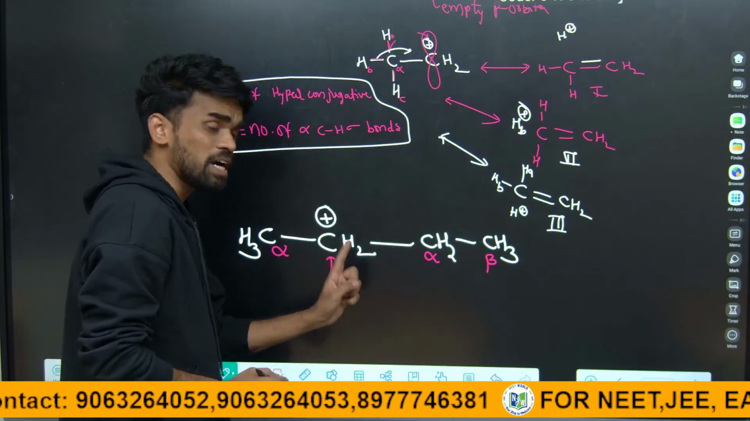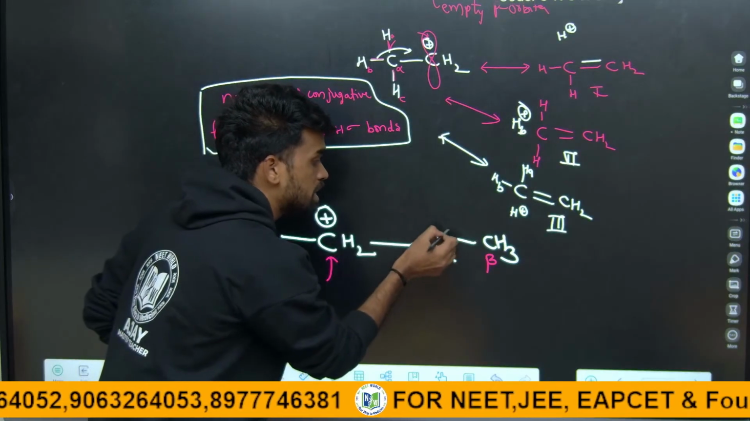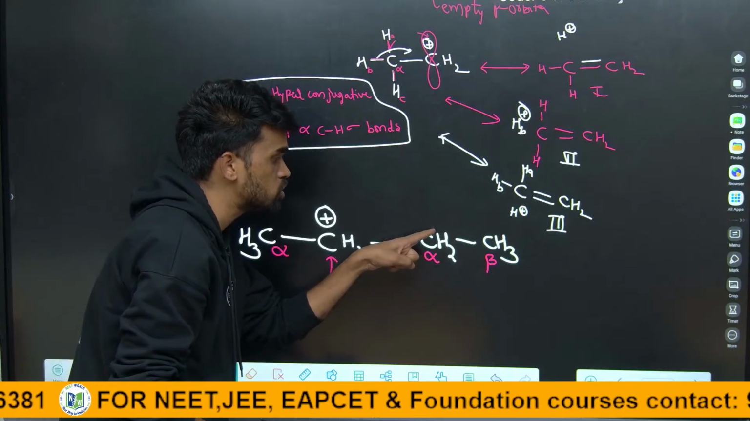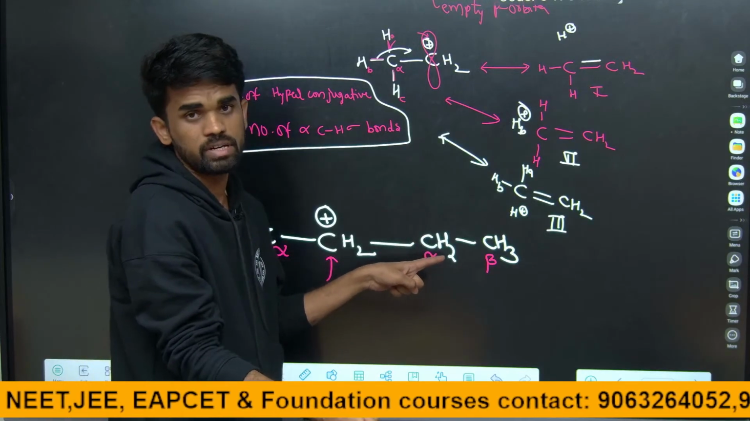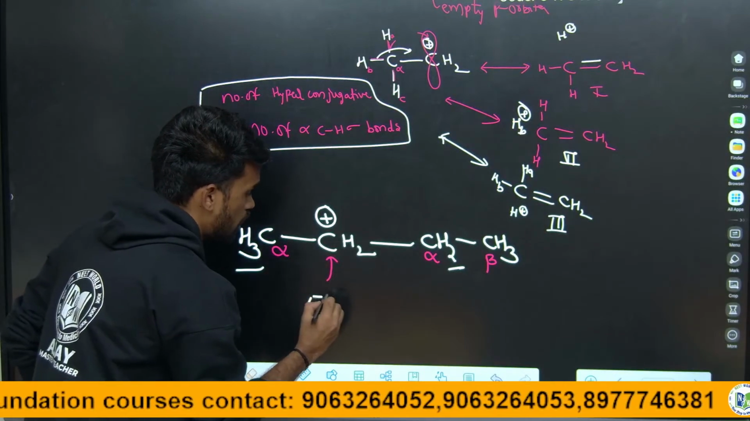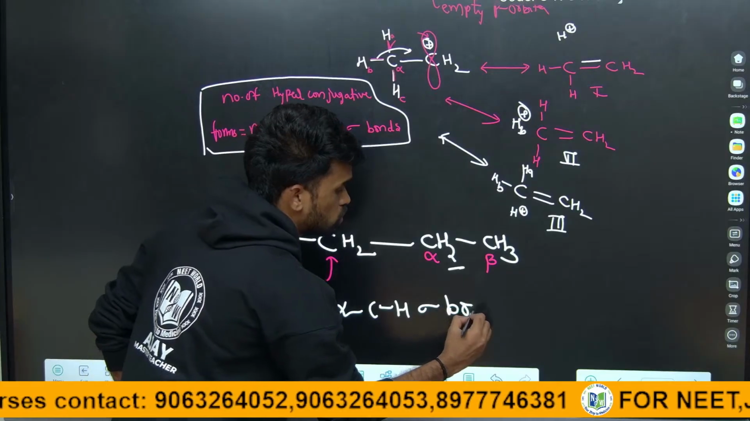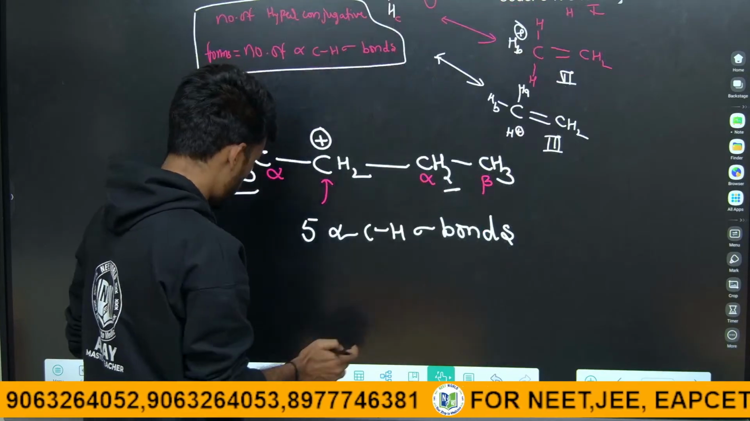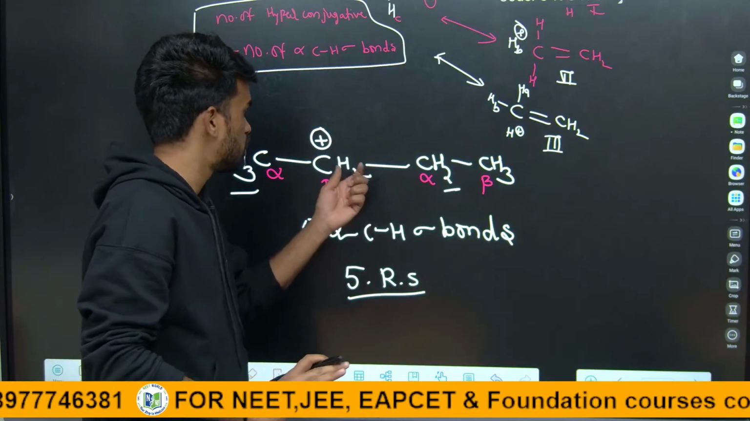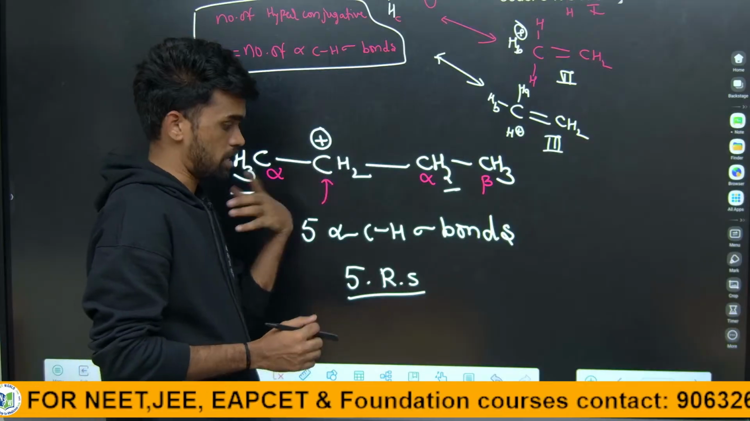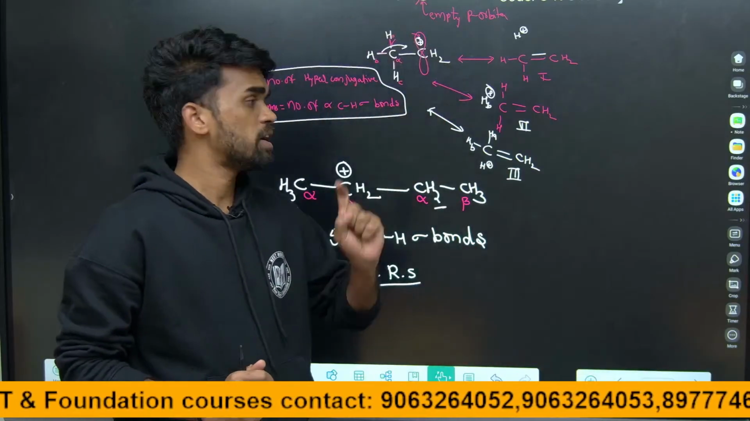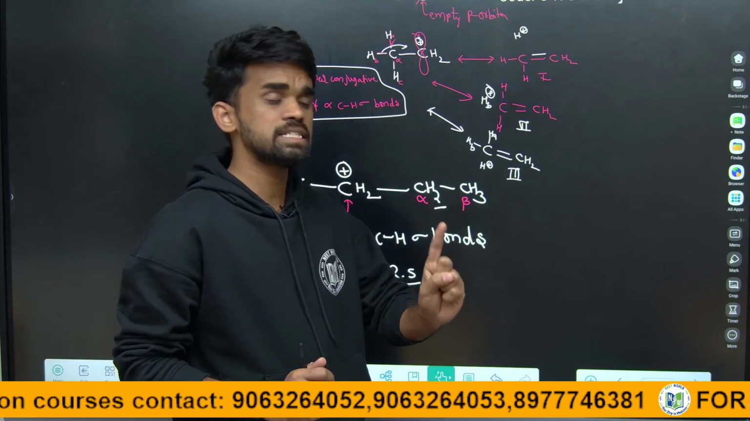Now, as I told you, in hyperconjugation only alpha C-H sigma bonds are involved. Here this is an alpha carbon, this is also an alpha carbon, and the hydrogens attached to these alpha carbons are called alpha hydrogens. How many alpha hydrogens are there? Here it is 2, here it is 3. So a total of 5 alpha C-H sigma bonds are present. Therefore 5 resonating structures are possible for this particular carbocation. I hope this is clear. So the condition for hyperconjugation is that at least one alpha C-H sigma bond should be present.